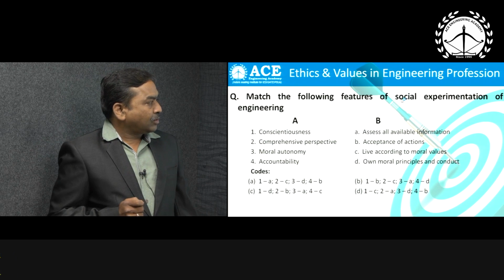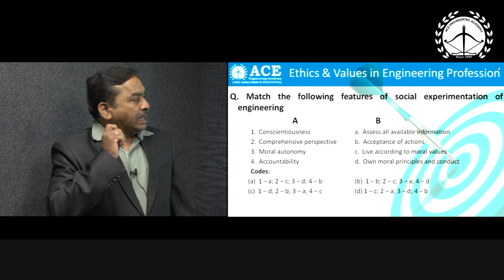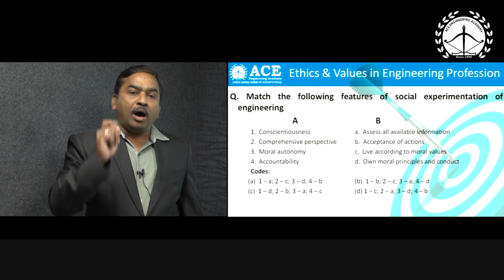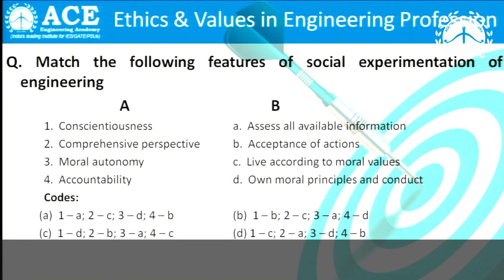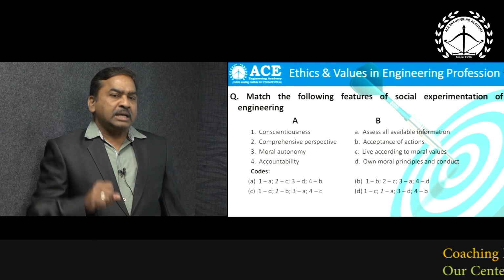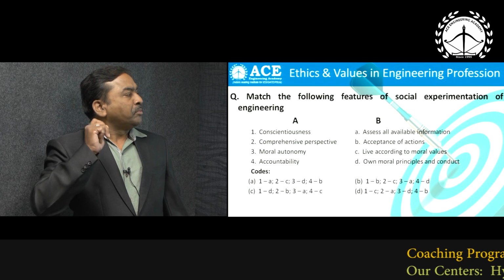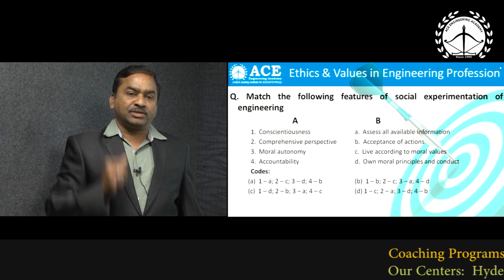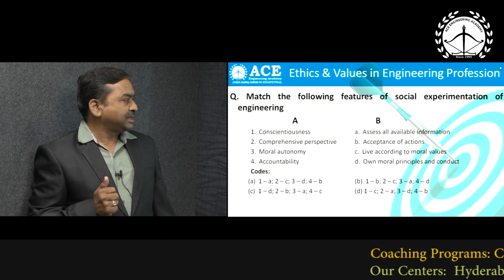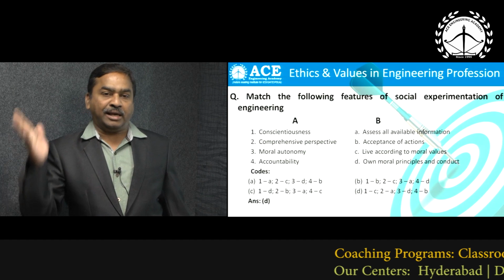We'll go with accountability. What is accountability? Acceptance of all actions is being accountable. We are accountable for what we do. So acceptance is very important. The first term seems to be a very tough word: conscience. What is conscience? Living according to moral values is our conscience. Look at the choices. You have broken the code and the answer is D here.